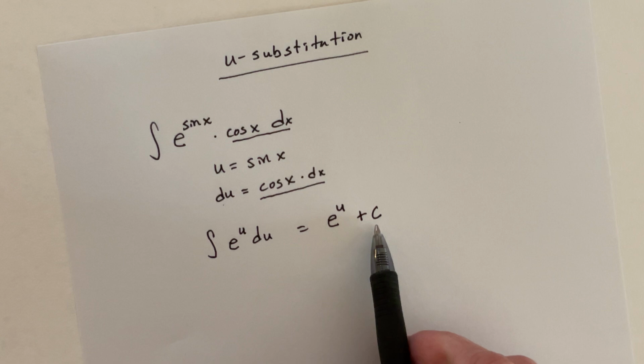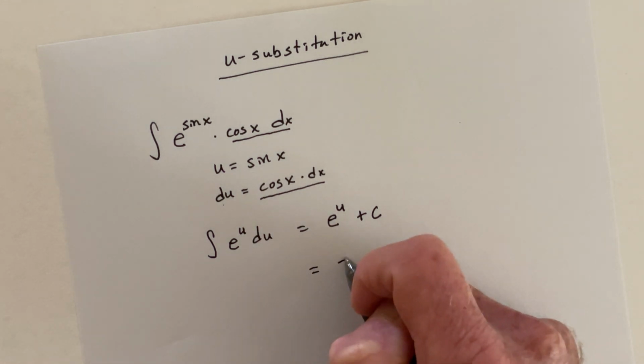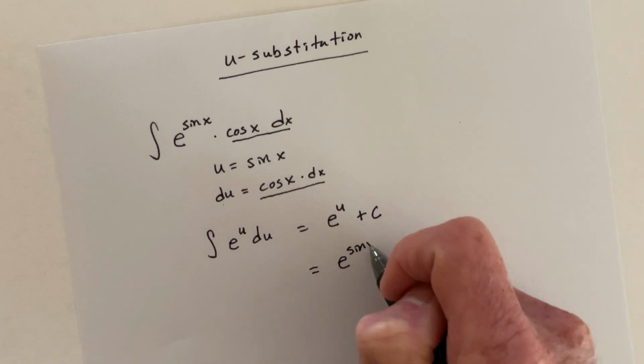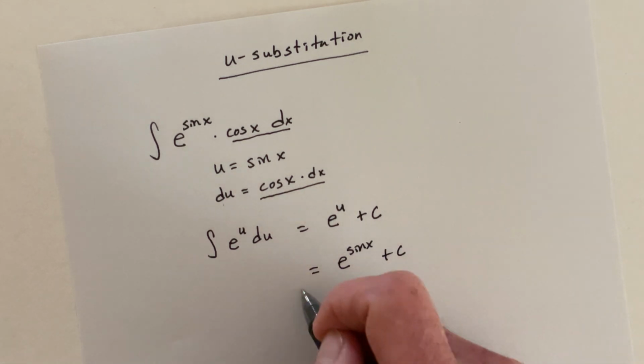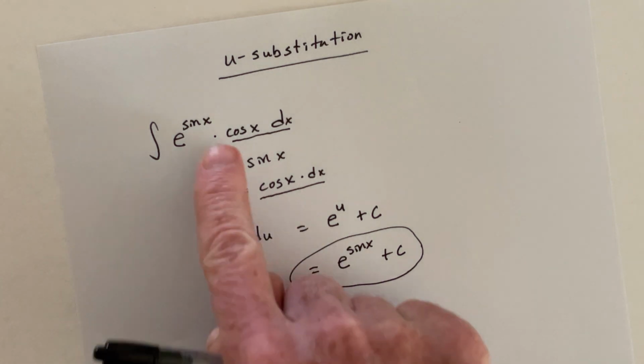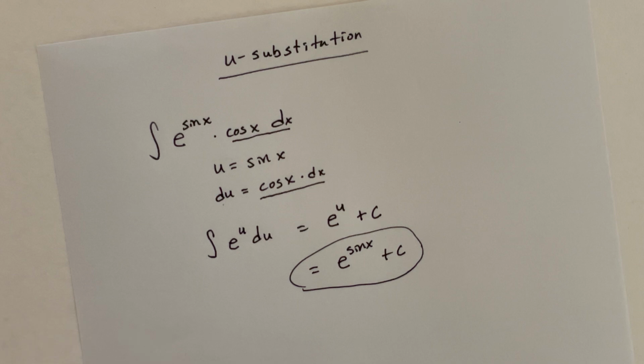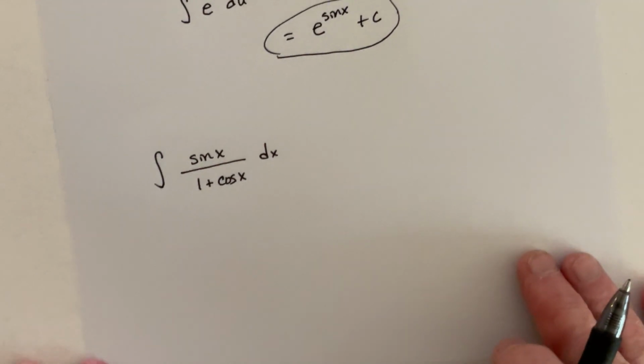And then the last thing to do is just replace the u with sine x, and then we're done with that one. So e to the sine x plus c. And then if you take the derivative of this answer, it's going to be that function. All right, then one more.